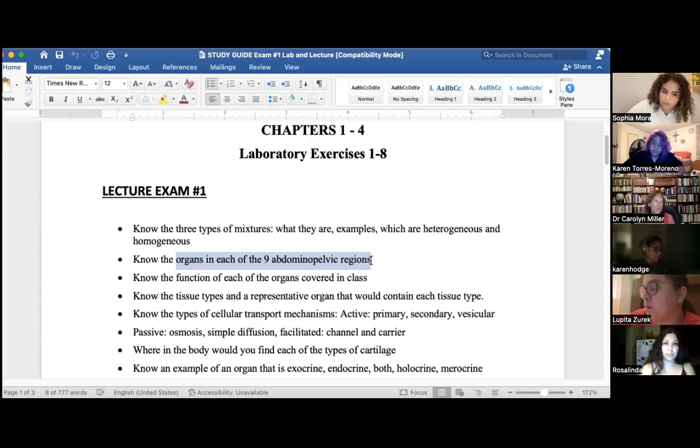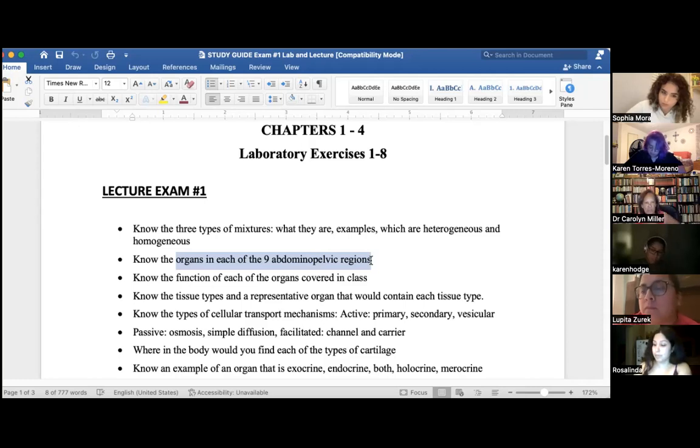Also stomach ulcers, appendicitis. So those that were in the lab, and I'm going to go through the lab with you. But that will help you just narrow down, because there are a lot of organs in everything in the abdominal pelvic region, in those 9 abdominal pelvic regions. But we'll key it down to just those that we see often.